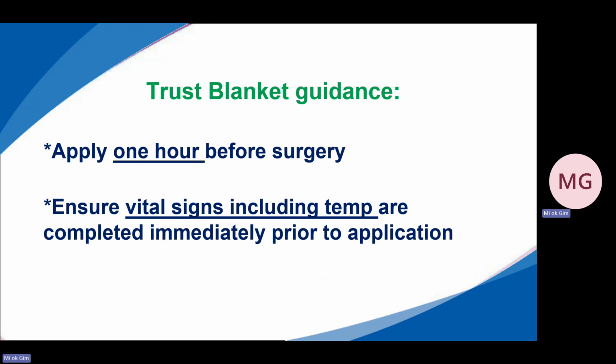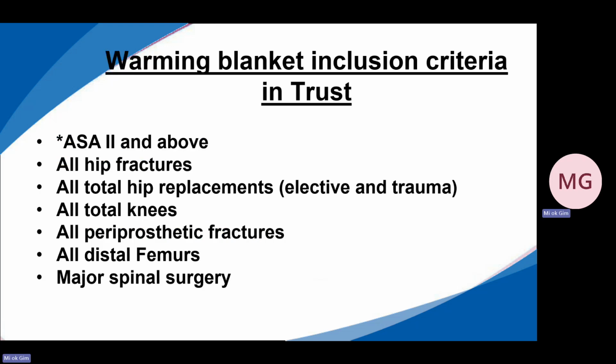Our trust's blanket guideline clearly mentions to apply it 1 hour before the surgery, and also ensure vital signs, including temperature, are completed immediately before the application. Our criteria for the warming blankets include all patients with an ASA of 2 and above. I will explain this ASA score later, in the next slide. It also includes all hip fracture patients, all total hip replacements, elective plus, as well as trauma patients.